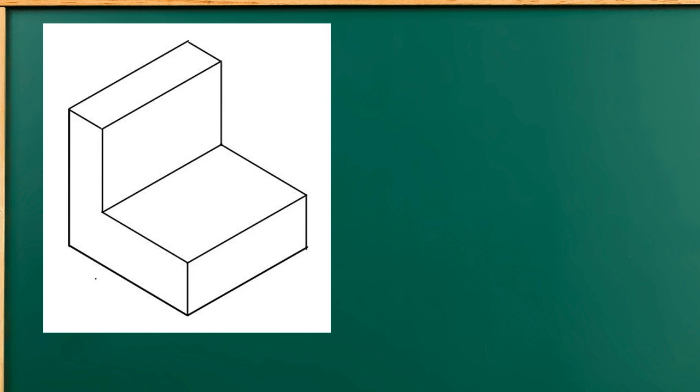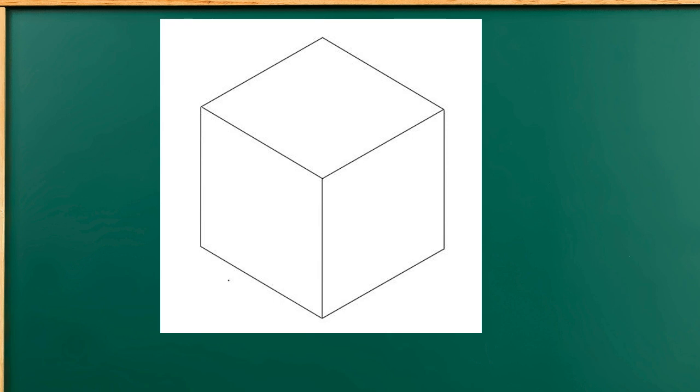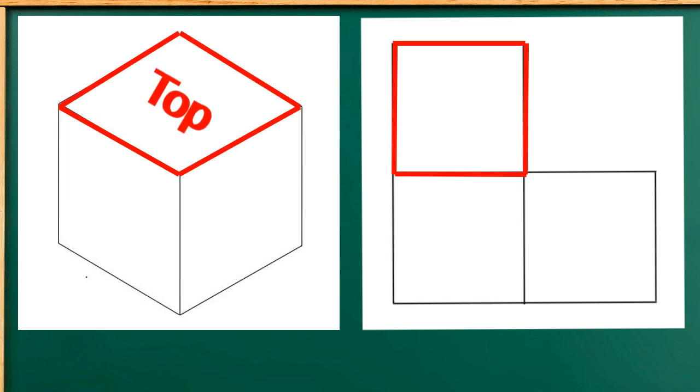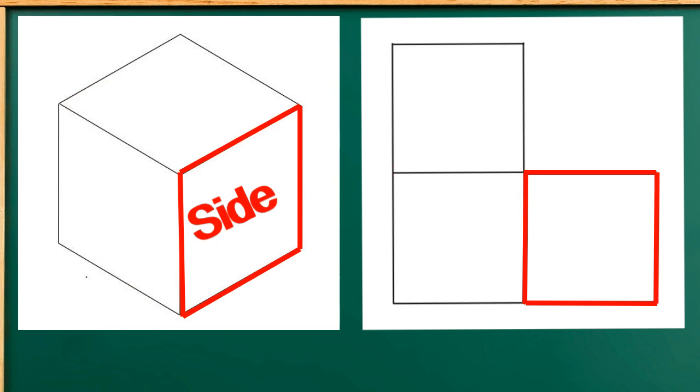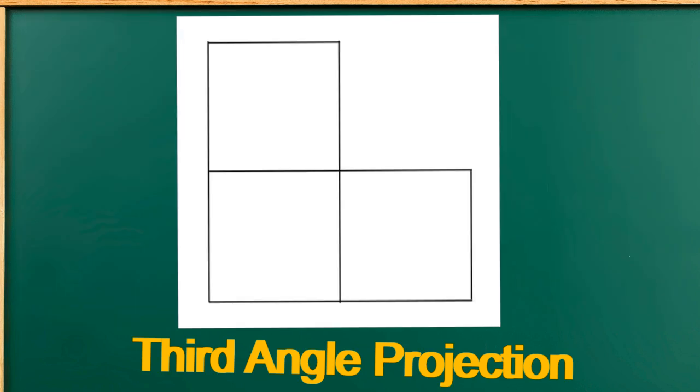Third angle projection is a method of representing a 3D object in 2D using orthographic views. Imagine you have a 3D object, like this cube. To show it on paper, we use multiple views: front, top, side, and sometimes rear or bottom. In third angle projection, the object is placed in the third quadrant, and the views are projected onto planes as if you're looking through the object.